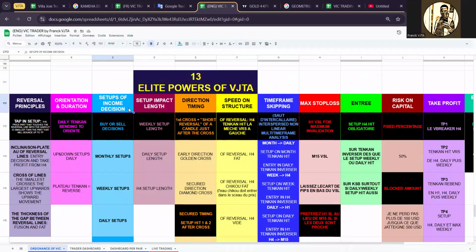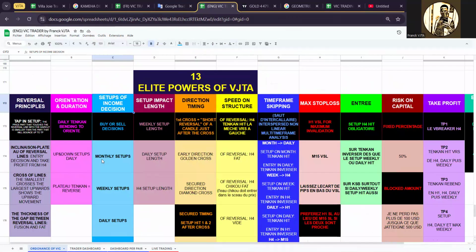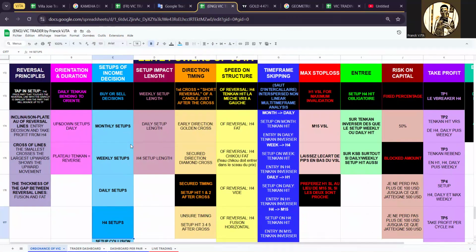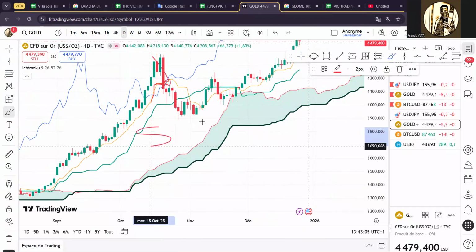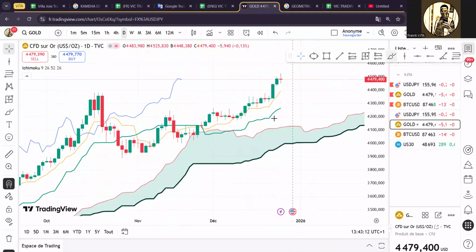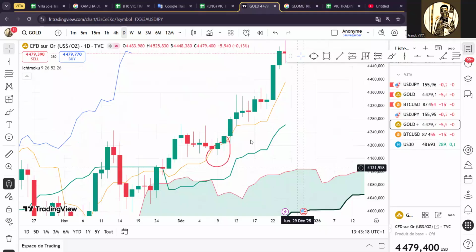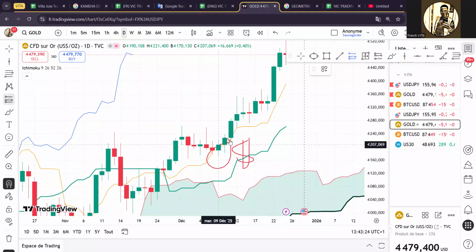Now, we have the setup of income decision. You know that at the end of the day, we want to make money. And what I'm saying here is that every setup of monthly, weekly, daily, and 4-hour gives you the cash, gives you the money, gives you the dollars. What do I call every setup? It's like we are on daily, right? On this daily, when the Tenkan has been touched by the candle, it is a money opportunity for you to buy.